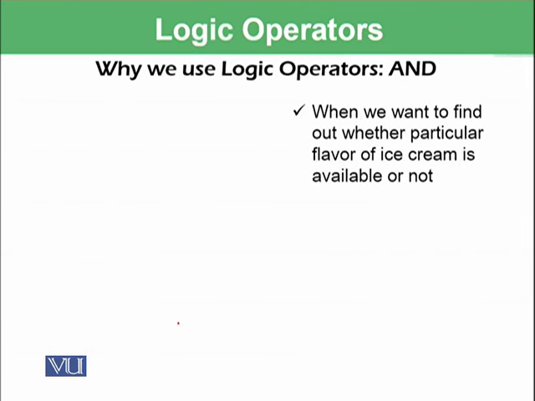And similarly, when you want to find out whether a particular flavor of ice cream is available or not, you can check by ANDing it with 1. For example, we have 10110001 and we want to check whether this flavor is available or not, so you can AND it with 00001000. You would see that the fifth bit from the left side will be 1 only when the flavor is available, otherwise it will give you 0.